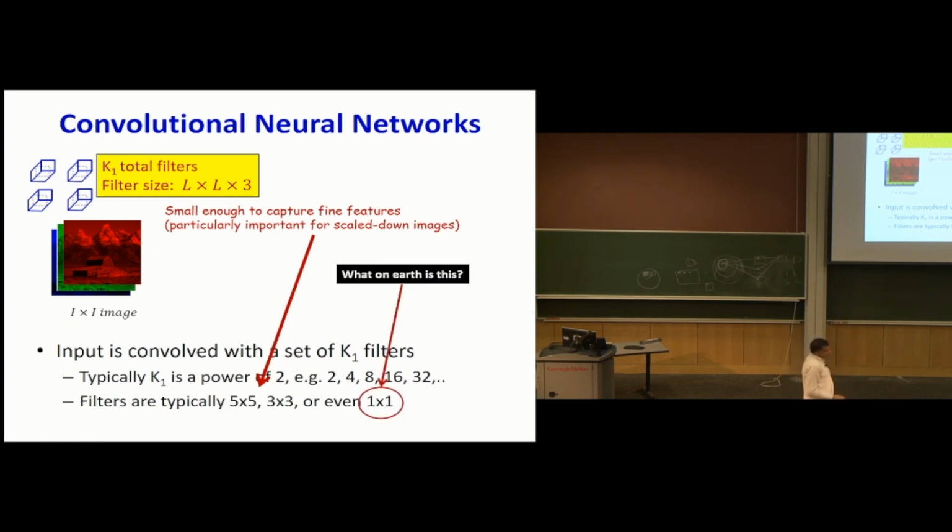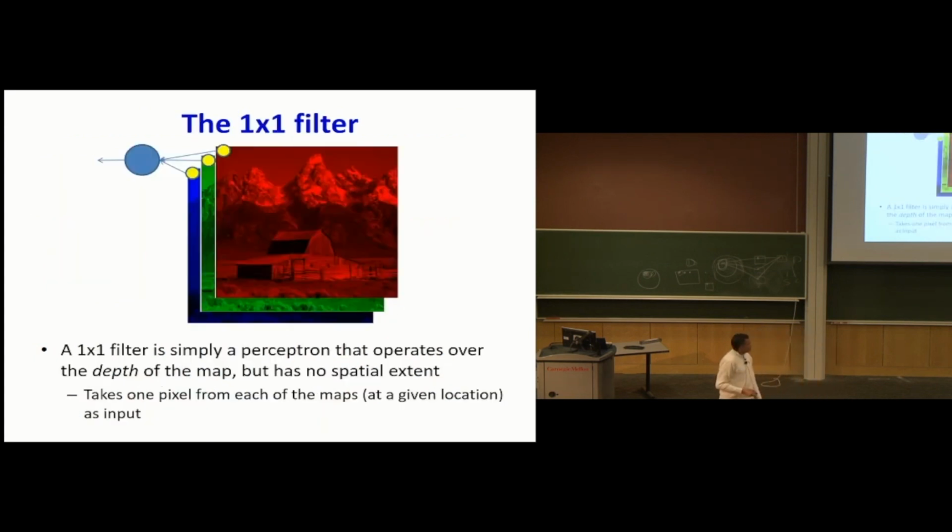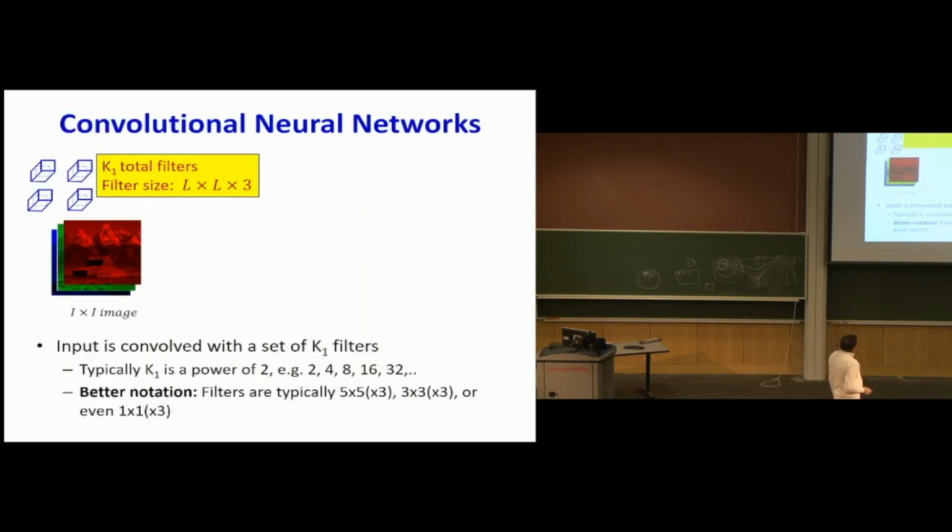But then you have this issue, what on earth is a 1 cross 1 filter? A 1 cross 1 filter is really just a simple MLP, but this is a very interesting kind of MLP, right? It's going to go across the layers, but doesn't have any physical span. It's like an MLP which is going across the layers and scanning, or not an MLP, a simple perceptron, which is going across the layers and scanning the image.